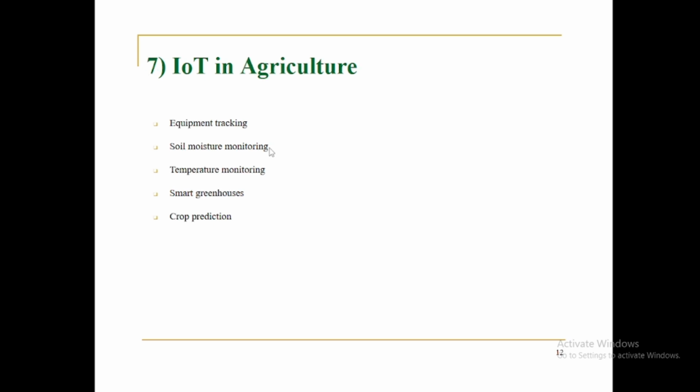Agriculture. In agriculture, IoT devices such as smart sensors and drones are used for farming. These devices monitor soil moisture, temperature, and weather conditions to optimize water usage and improve crop yield. For example, farmers can use IoT-based irrigation systems to water crops only when necessary, which will save resources and improve efficiency.